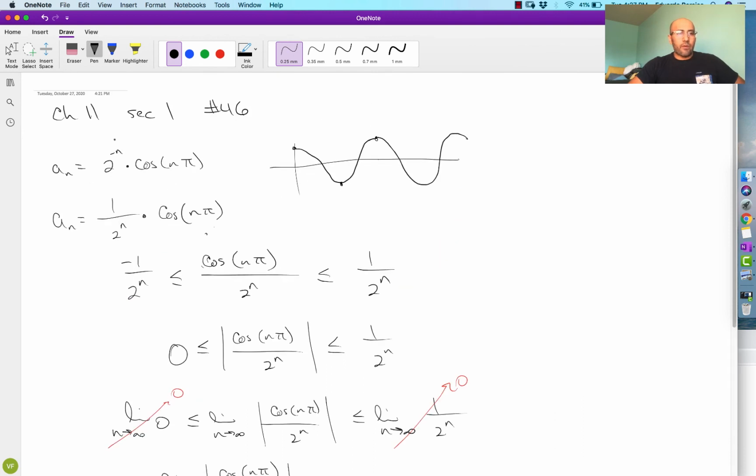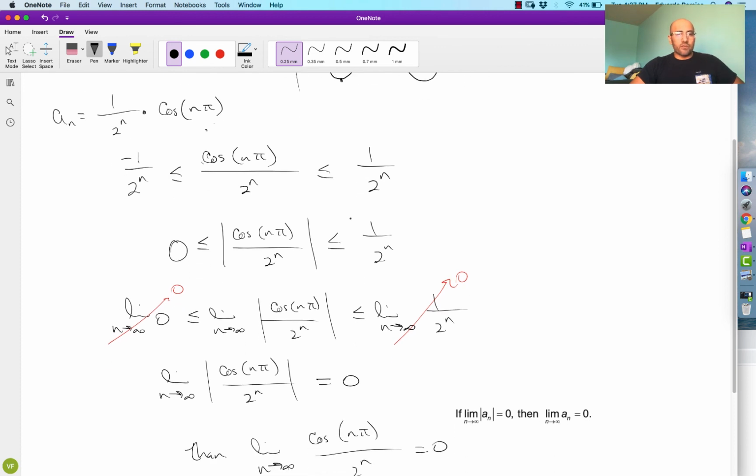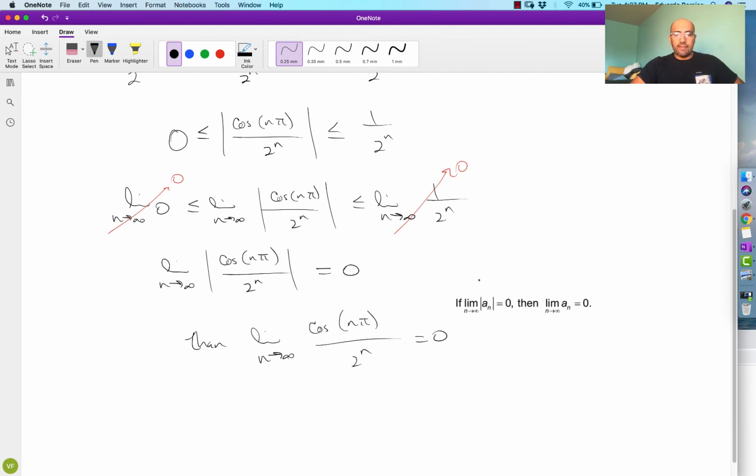We're trying to figure out what happens to this thing as n changes from 1, 2, 3, 4. The values of this will oscillate between positive and negative, positive and negative. So in order to figure out how that converges, I can think about its absolute value. Its absolute value is always going to be trapped between 0 and positive 1 over 2 to the nth power. So I can conclude that this is true with absolute values, and therefore I can conclude that this must be true.